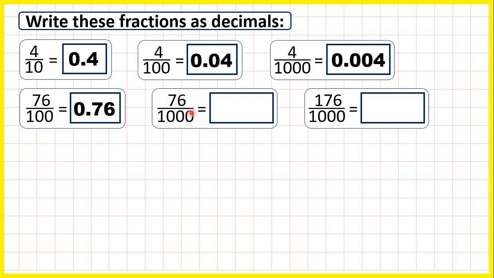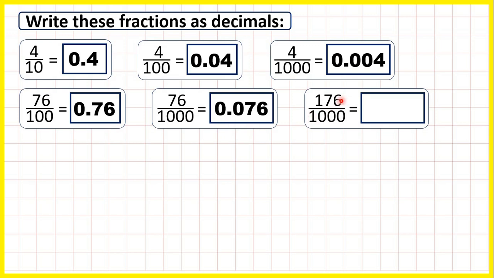Now we have 76 thousandths. The denominator of 1,000 tells us that we can't go past the thousandths place value column, so we can only have 3 digits after the decimal point. That means we need to write 76 thousandths as 0.076, so with 3 digits after the decimal point. That means the 7 gets pushed across to our hundredths column, but we can do that because 7 hundredths is equivalent to 70 thousandths, and putting that together with the 6 thousandths gives us 76 thousandths.